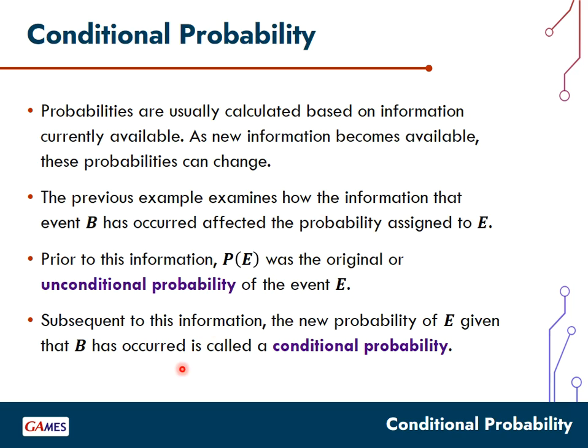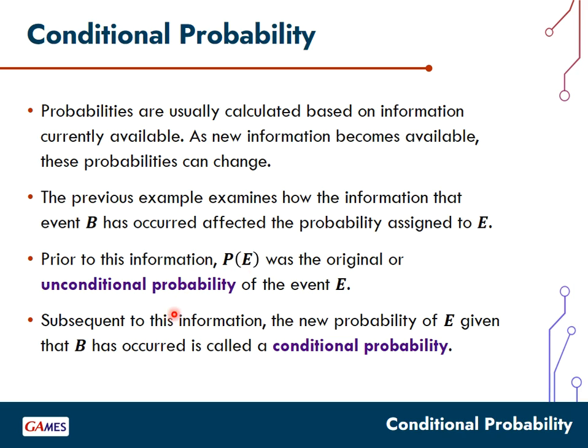Prior to the information coming, this P of E is called the unconditional probability, which means the probability is not conditioned on any other events. We are just looking at the probability based on what we know about the sample space, based on the possibilities that lie in that sample space. So the probability of E on its own, as far as the sample space is concerned, is the original or unconditional probability.